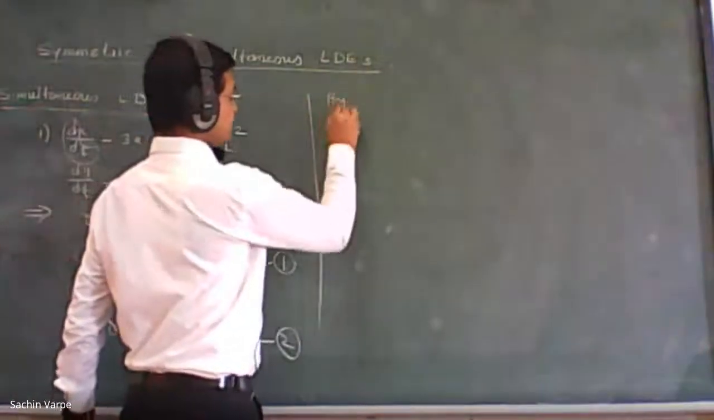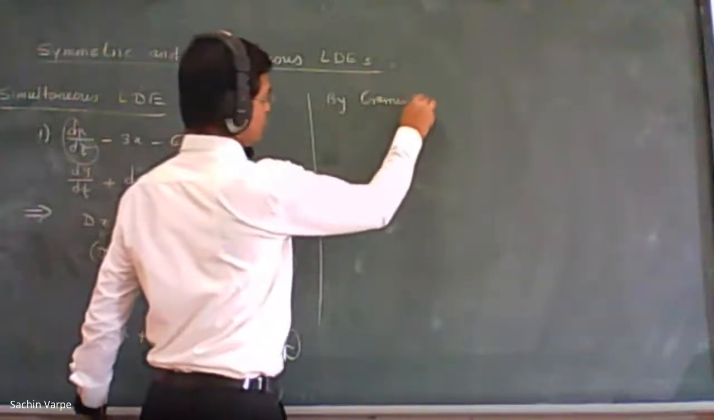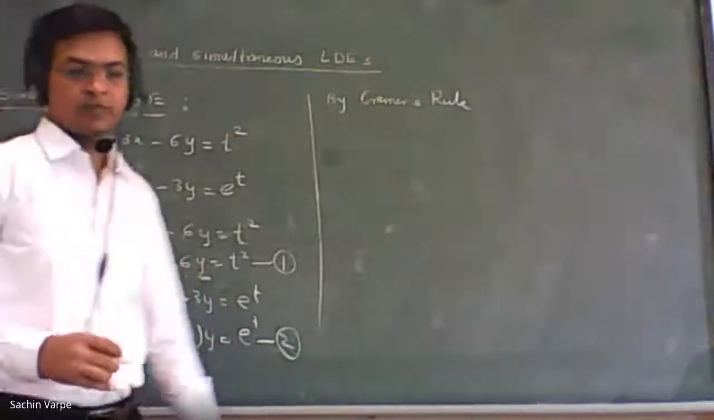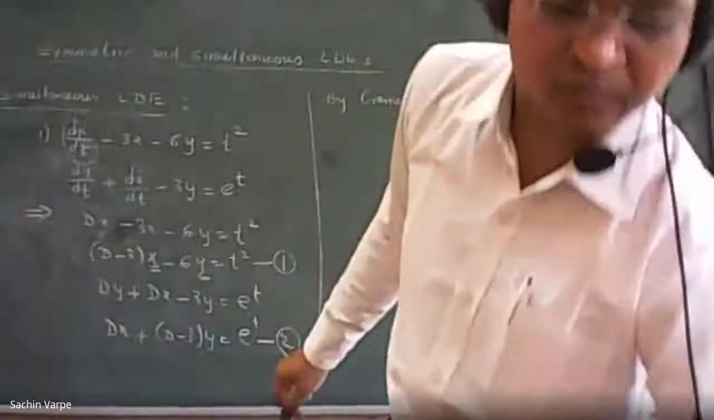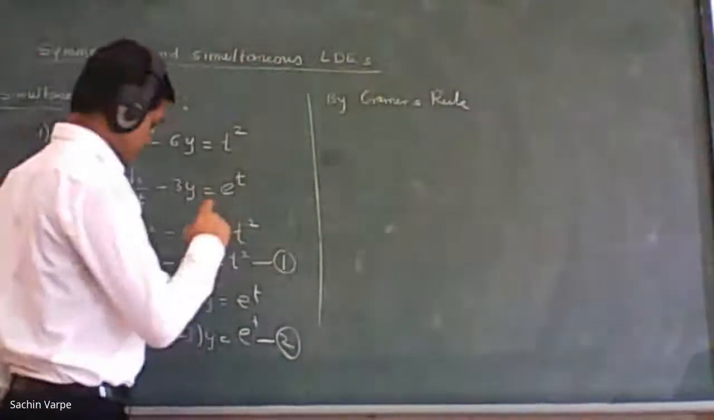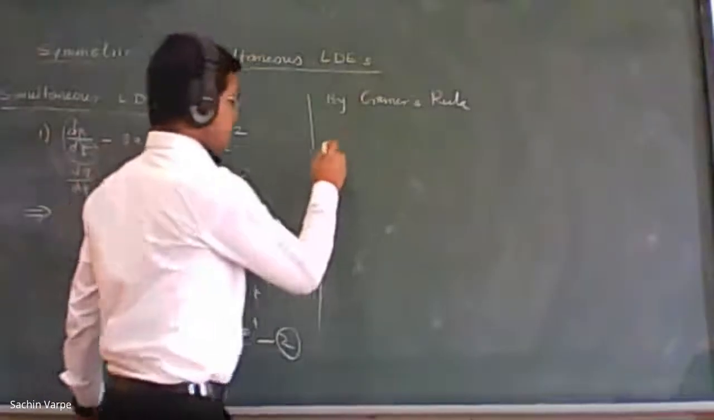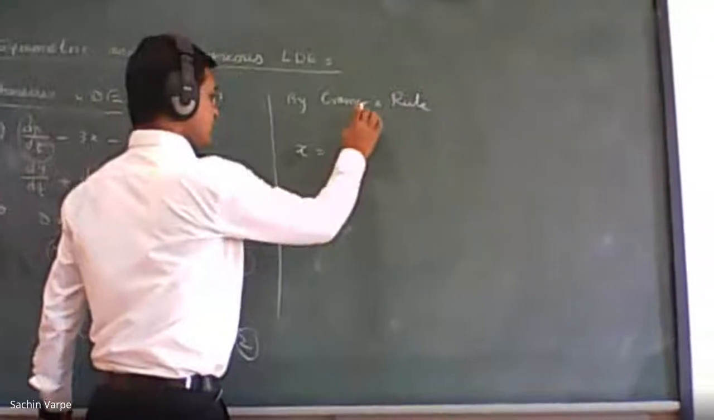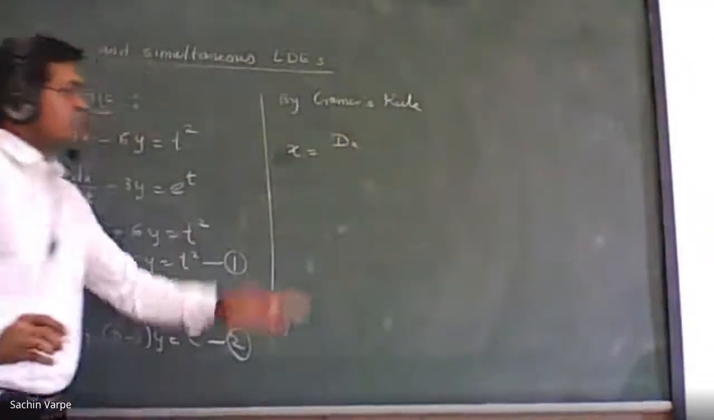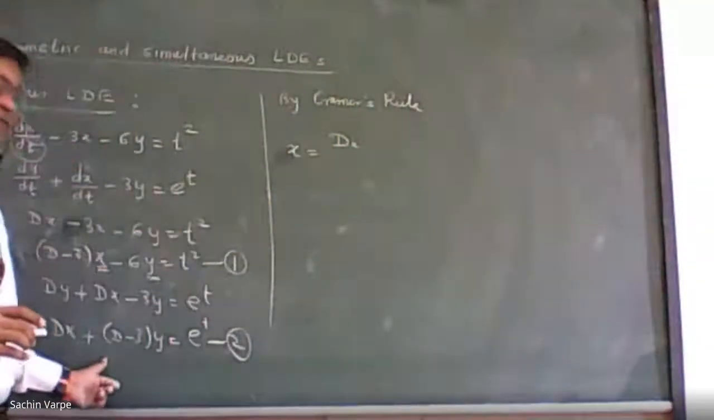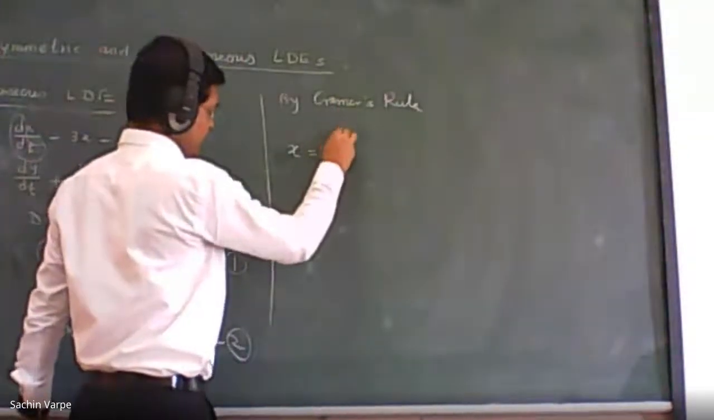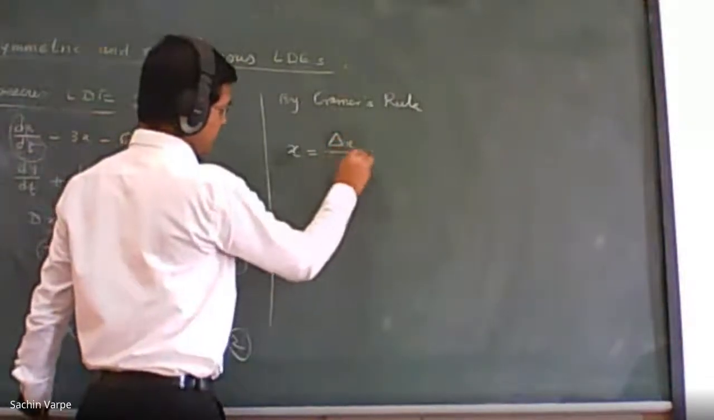So by Cramer's rule, if I apply Cramer's rule for x, then x will be Dx upon D. Now don't get confused between this d and this D. So to avoid this confusion, I'll change the notation, that is delta suffix x upon delta.